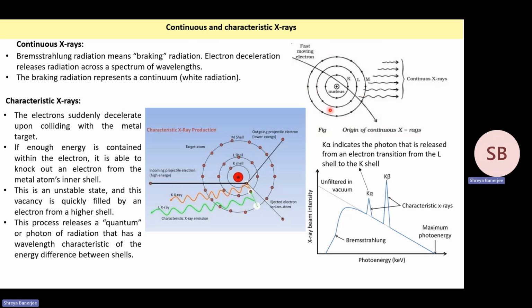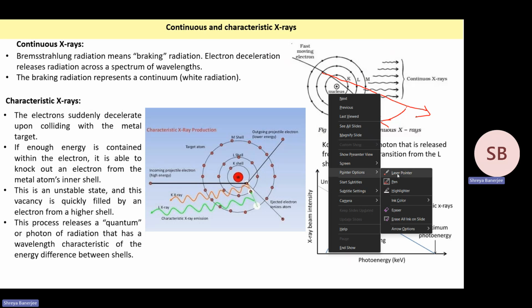So this thing is the atom of the anode, and the fast moving electron is ejected from the cathode by thermionic emission. While passing through this atom, it is repelled by the electrons of the atom, and this causes a loss of acceleration. So you can see that initially the path of the electron was straight like this, but due to loss of acceleration, the path of the electron changes as it moves through the atom of the anode.